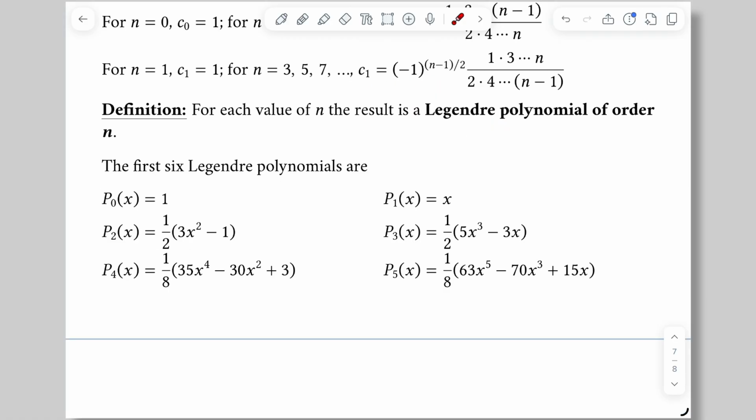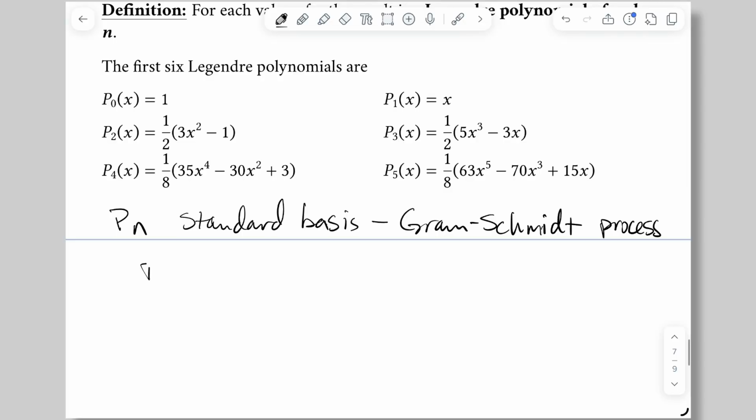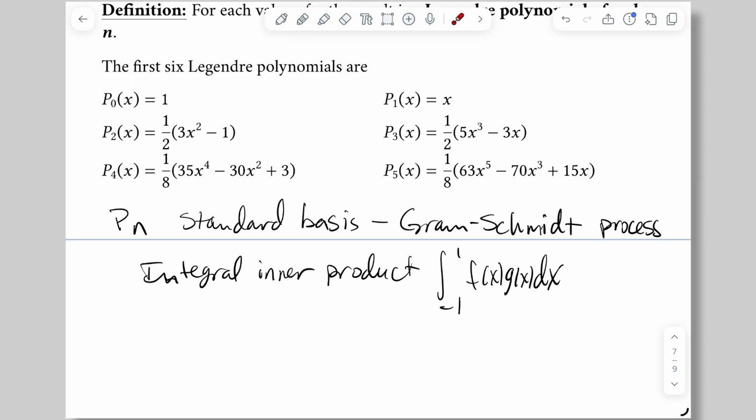Interestingly, though, if you've seen linear algebra, then you know that, say, P2 is the set of polynomials of degree 2 or less. And if you take the standard basis for P sub n and then use the Gram-Schmidt process using the integral inner product from -1 to 1 to get an orthogonal basis, and then scale the resulting polynomials so that when x is 1, the answer is 1, then you duplicate Legendre polynomials. I know, it's an interesting area of overlap.